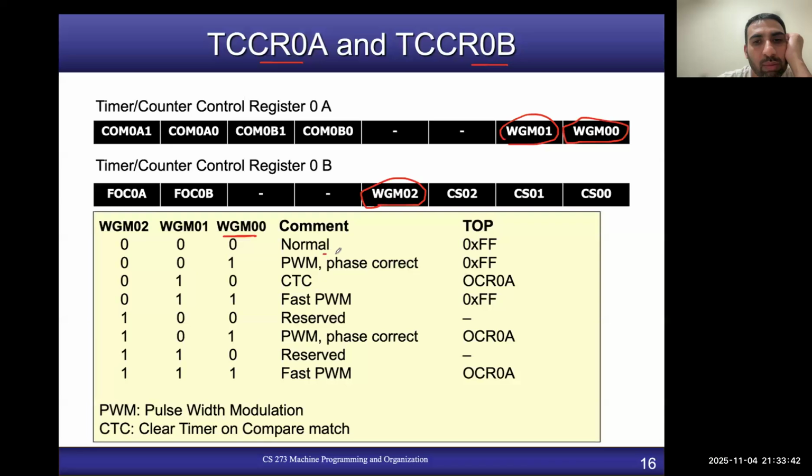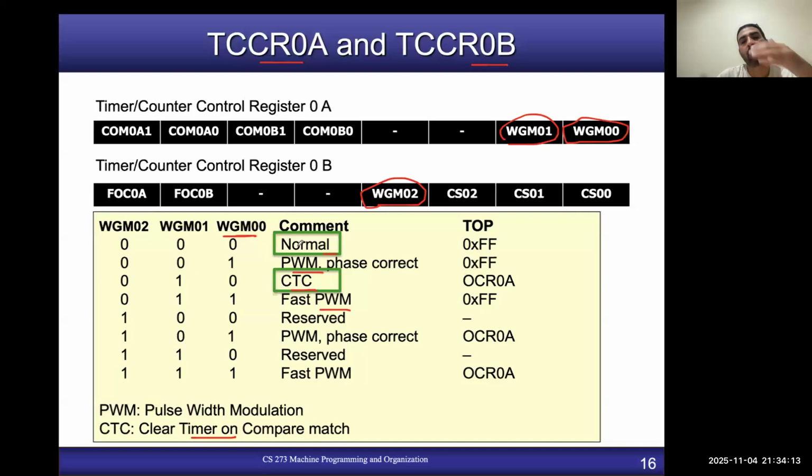It can be used in a normal mode, pulse width modulation mode, CTC, which is clear timer on compare match mode, and fast PWM, reserved, and so forth, right? So we will basically be covering only two modes in this lecture, normal mode and CTC mode. And then we will see if we need to cover the pulse width modulation or not.